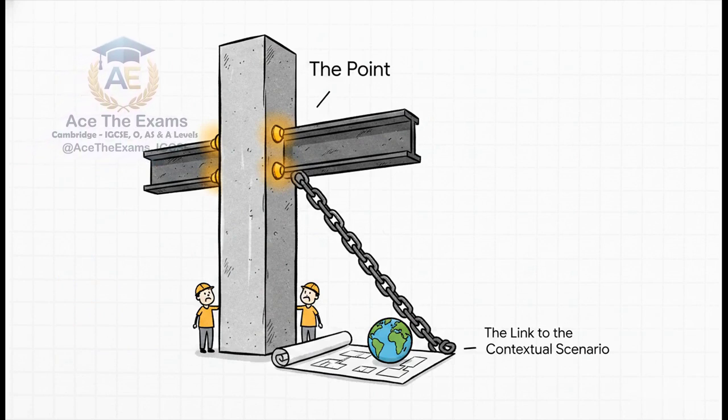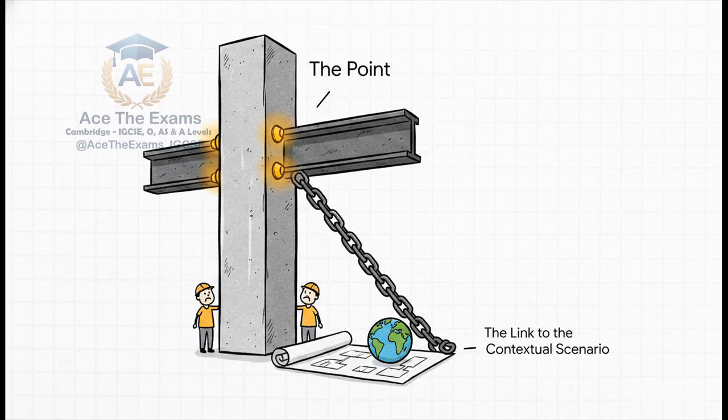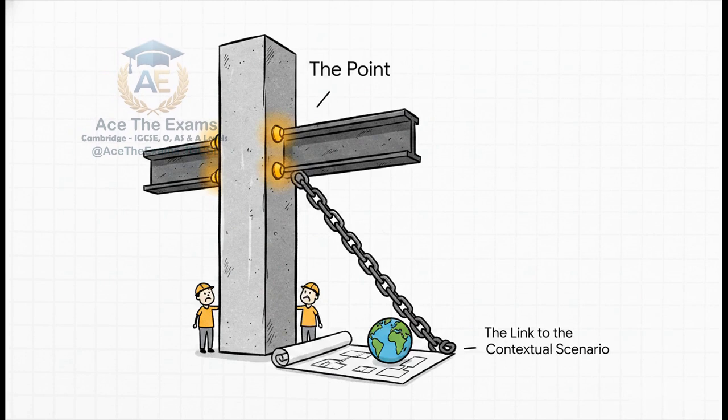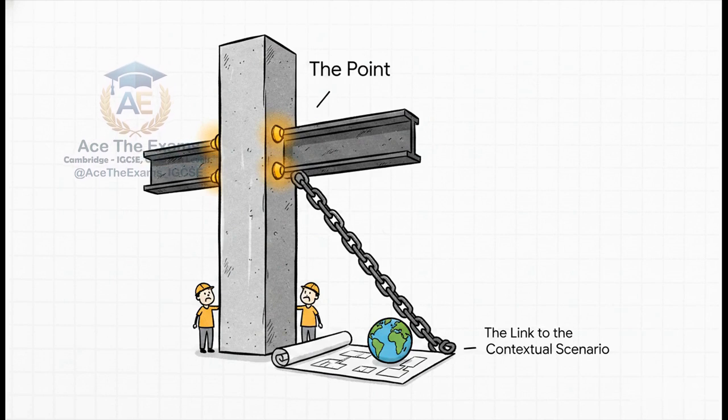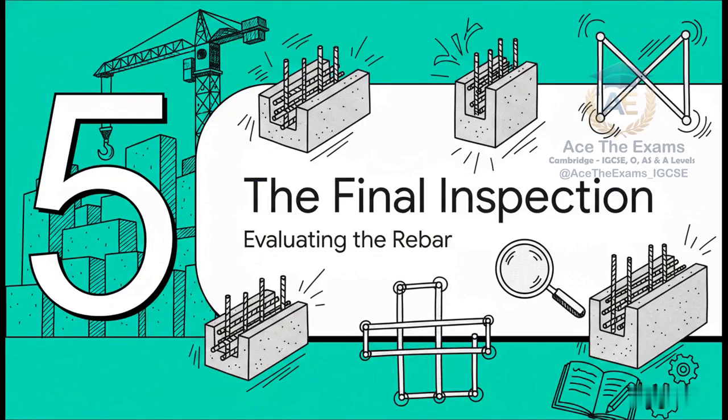Finally, the link. You weld the whole structure back to the contextual scenario of the question, leaving just enough hollow space to acknowledge that dynamic counterargument. Riveting your extracted evidence directly to your contextual evaluation creates a perfectly engineered, load-bearing response block that will survive any examiner stress test. Phase 5, the final inspection.